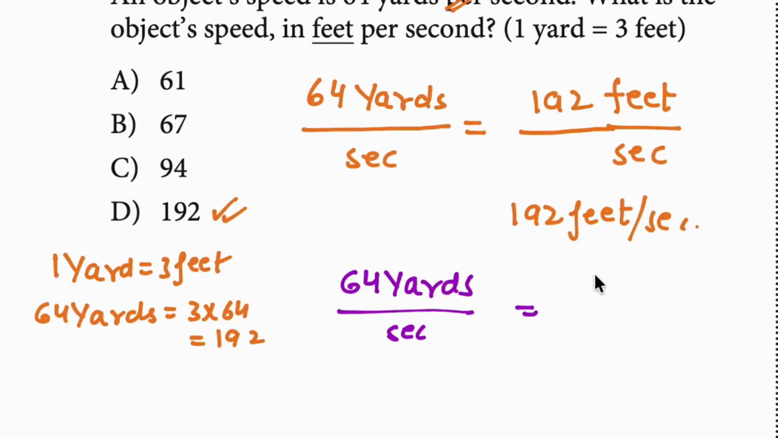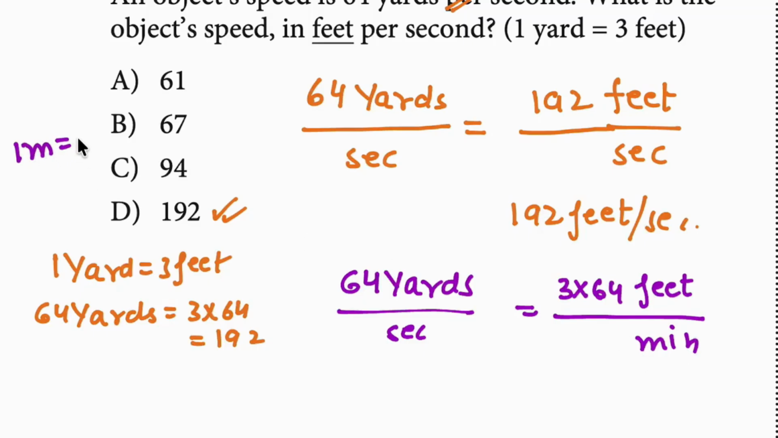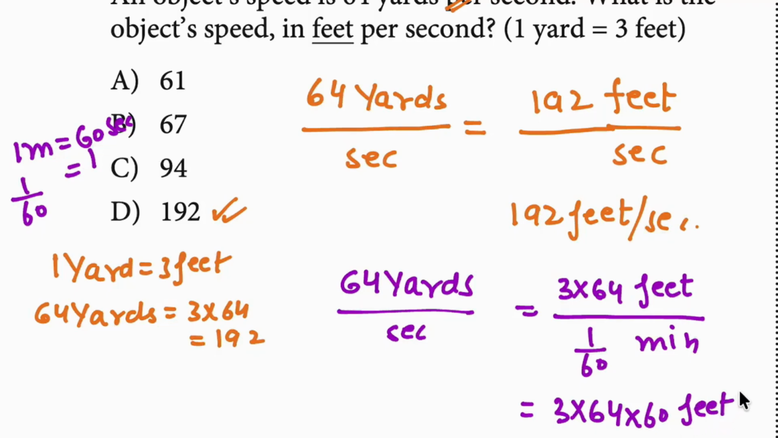Take the numerator and denominator separately. So 64 yards is 3 times 64 feet. Numerator conversion is done. Now let's come to the denominator. Seconds are to be converted into minutes. When 1 minute is equal to 60 seconds, then 1 second is equal to 1 over 60 minutes. So convert it like 1 over 60, right? You are not needed to write each and every single step for that. Go for numerator and denominator separately. So it's 3 times 64 times 60 feet per minute.